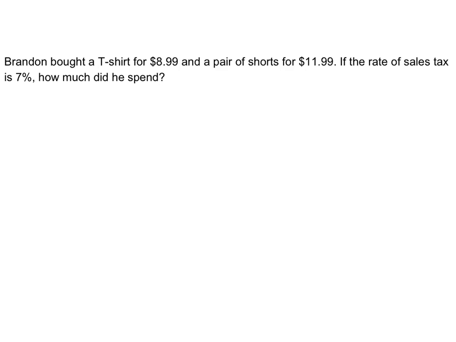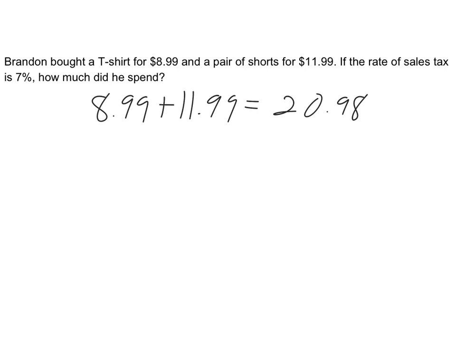So Brandon bought a t-shirt for $8.99 and a pair of shorts for $11.99. So the first thing we need to do is we need to add those 2 up. And we get a total of $20.98. Sales tax is 7%, so how much did he spend total?